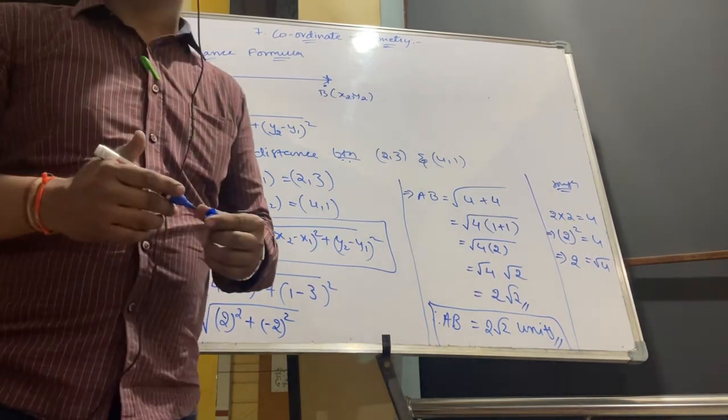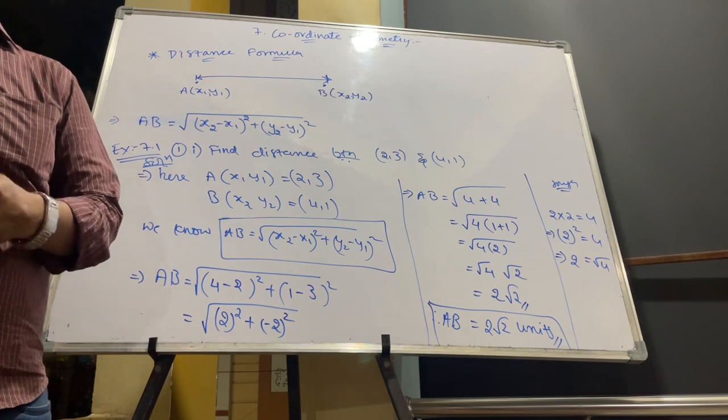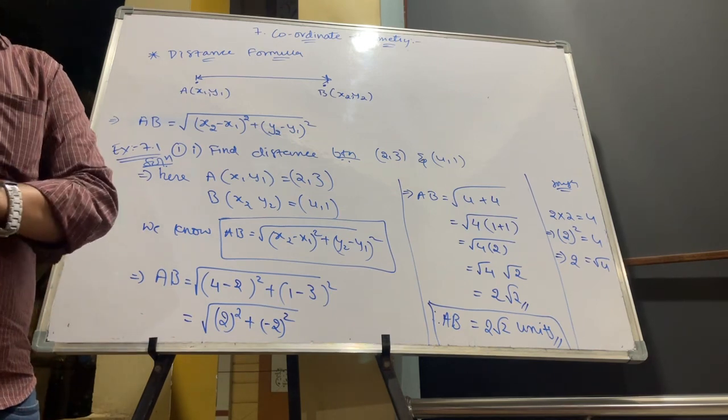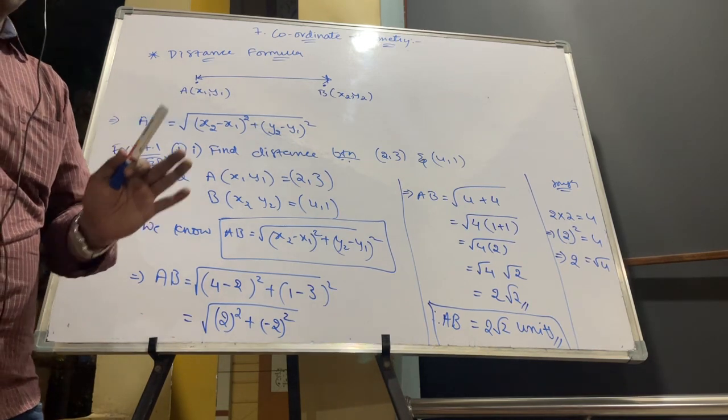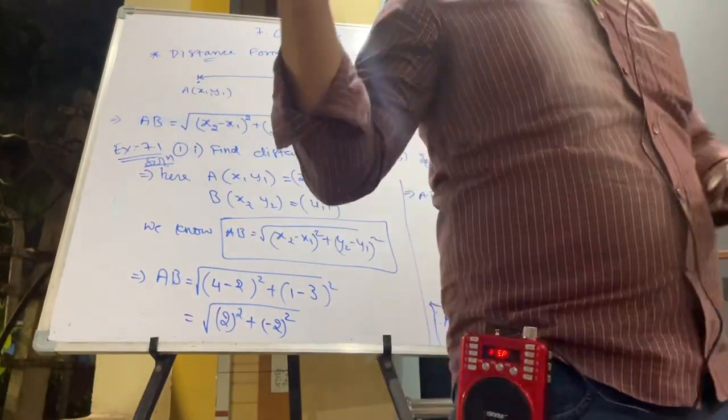If the power is odd, minus will remain minus. Odd power means minus will remain as minus. If the power is even, minus will become plus. Okay? You observe it for 2 minutes.